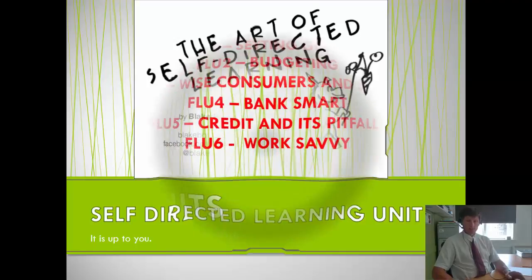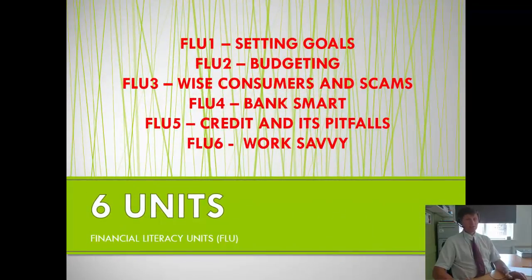Okay, let's go. As you can see, there are 6 units, financial literacy units, FLU 1, 2, 3, 4 and 5, and you'll be working through those in order. You don't necessarily have to do that, but I would advise you to do that.